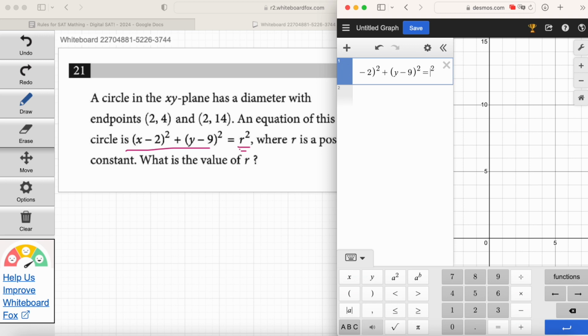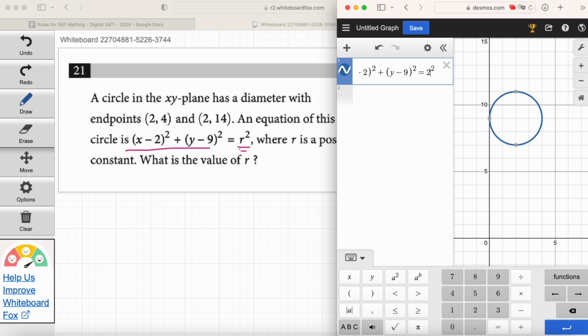I don't know. Let's try 2. So I'm just literally replacing the 1 with the 2. You don't have to rewrite the equation. I'm just editing the r value in the equation. Does that give us an endpoint of (2, 4) and (2, 14)? No. No, it's not big enough yet.